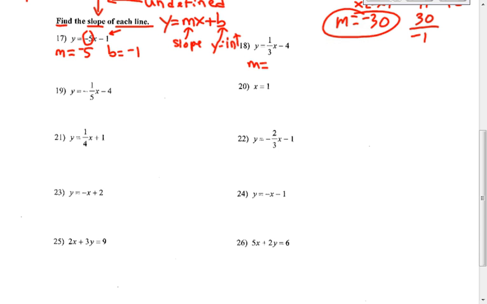Y equals 1/3 x minus 4. So the slope is 1/3. And the y-intercept is negative 4. Number 19, you have a negative 1/5 in front of the x, so that's the slope. And you have a negative 4 as the other number.